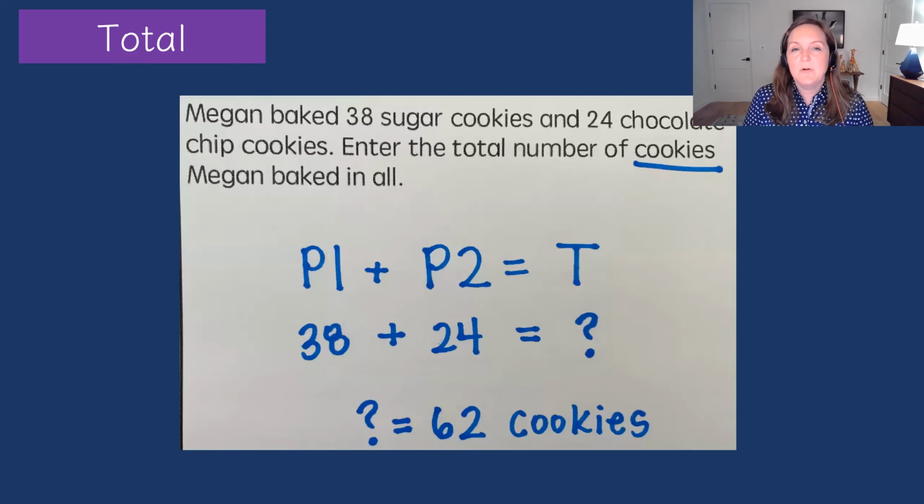Here is an example of a worked total problem. The student decided that this was a total problem. We are putting the sugar cookies and the chocolate chip cookies together. So they wrote a total equation. They filled in the information below the total equation, and then they solved for the unknown amount. Here, it was an unknown total. The unknown total was 62 cookies.